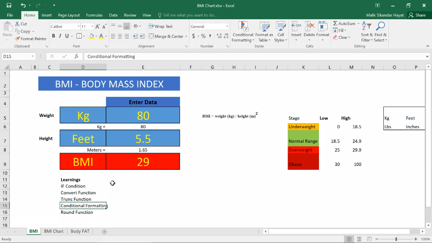Okay, so the IF condition; the CONVERT function, convert is to change from one unit to another unit; TRUNCATE to remove the decimals; conditional formatting I just showed you; ROUND is to show how many decimals you want to show, right? I think you will practice at least for your health, and if you are Excel lovers, of course you will get benefit out of it as well.